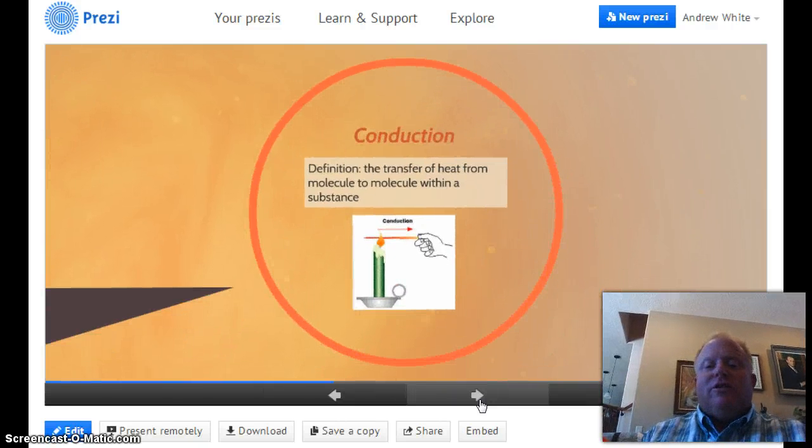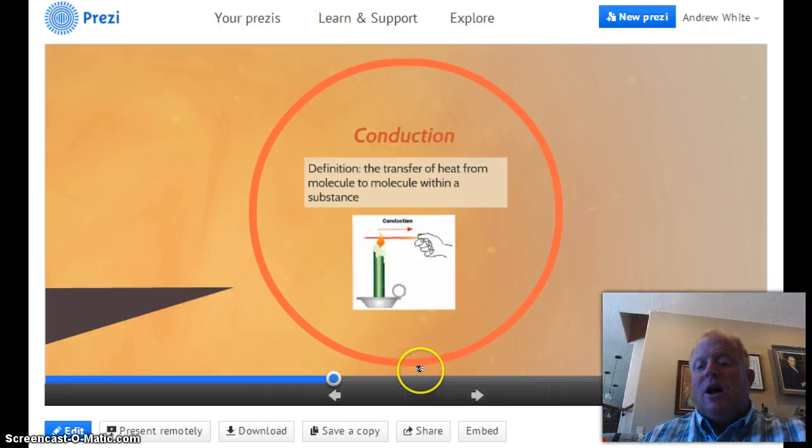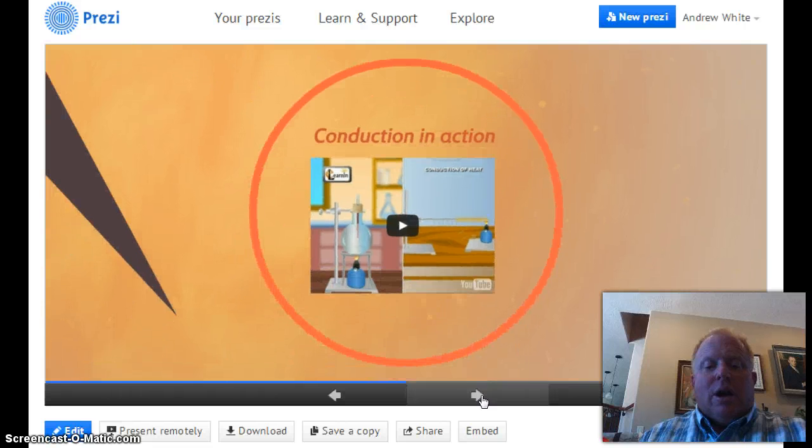We're going to talk about our first topic, which is conduction. And you guys have probably held something hot. Has anyone in here held something over a candle and had it get hot and move all the way to your hands? So conduction is the transfer of heat from molecule to molecule within a substance. After you have that definition written down in your notebook or journal, there's a short video I want you to watch called Conduction in Action.